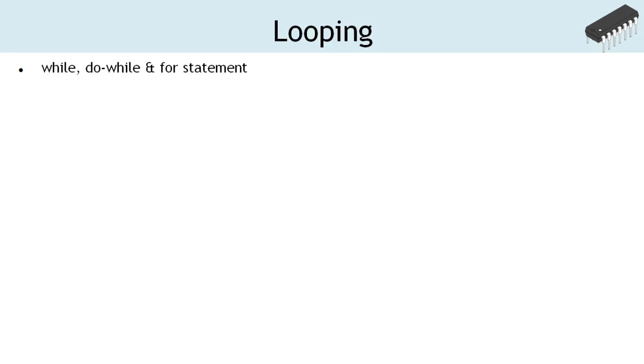Loops in C can be implemented in three different ways: the while loop, the do while loop, and the for loop. Let's discuss these constructs further and see how the sum of squares problem can be solved using different loop constructs.